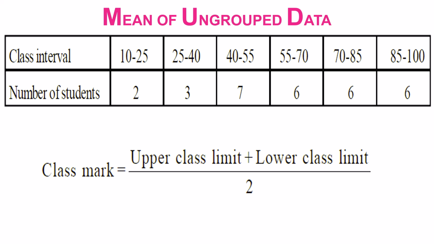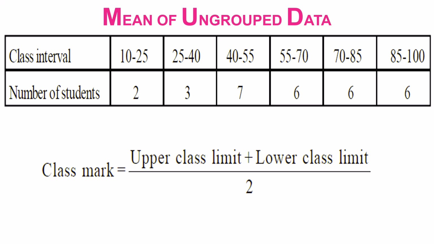Remember that while allocating frequencies to each class interval, students whose score is equal to an upper class boundary would be considered in the next class. For example, 4 students who have obtained 40 marks would be considered in the class interval 40 to 55 and not in 25 to 40. Let us form a grouped frequency distribution table. Class intervals: 10 to 25, 25 to 40, 40 to 55, 55 to 70, 70 to 85, 85 to 100.